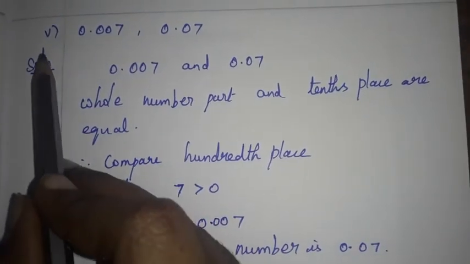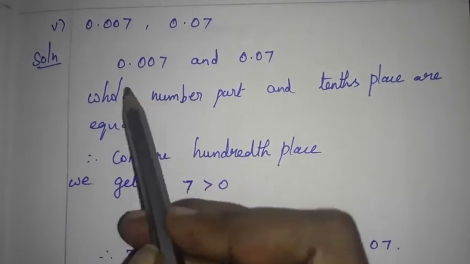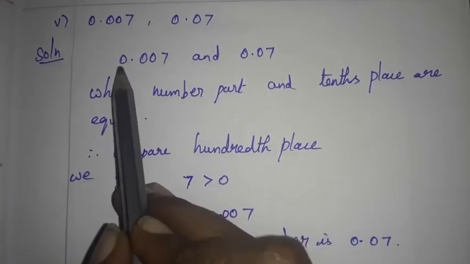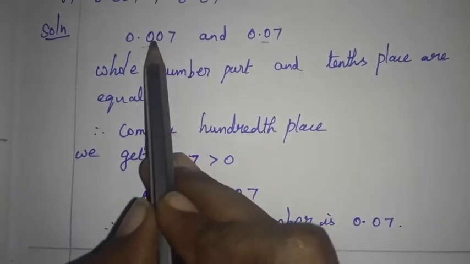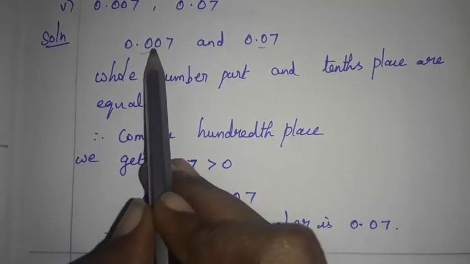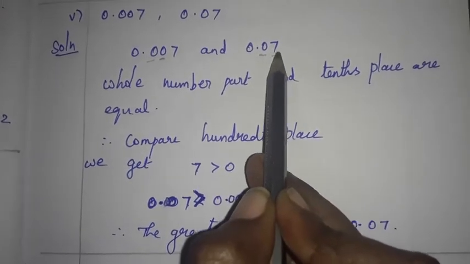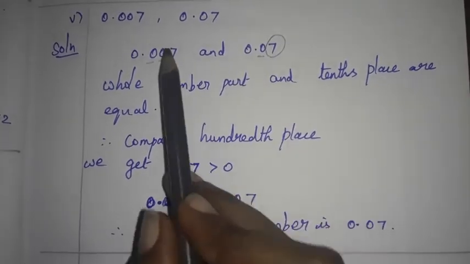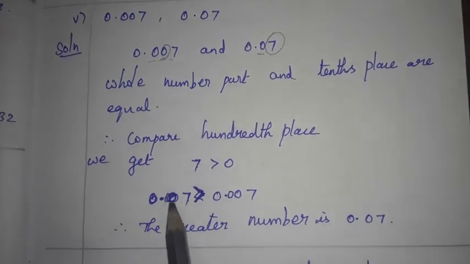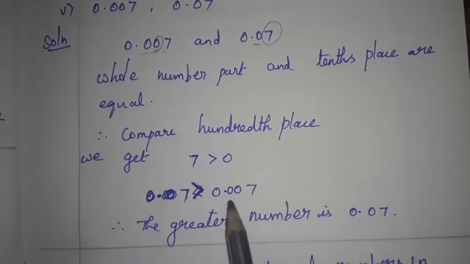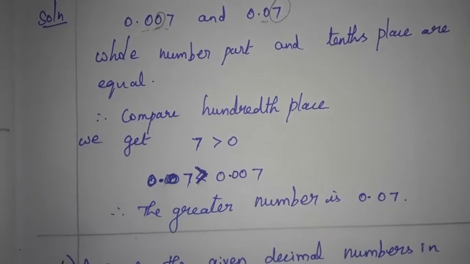Let's see one more sum, that is 0.007 and 0.07. First, we can see that the whole part of the numbers are equal and the 10th place is also equal. So, we compare the 100th place. In the 100th place, the first number has 0 and the second number has 7. That is 0 and 7. That is, 7 is greater than 0. That is, 0.07 is greater than 0.007. Therefore, the greater number is 0.07.